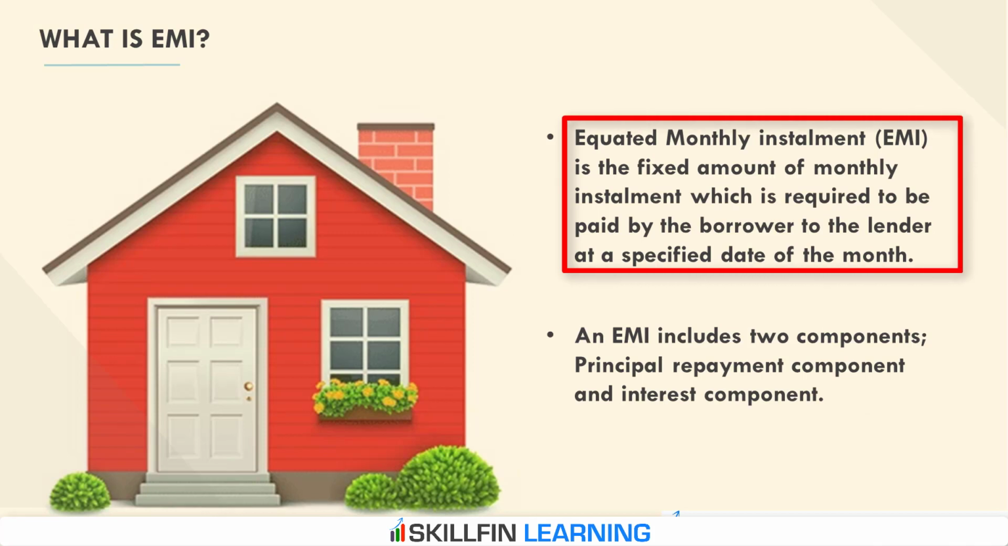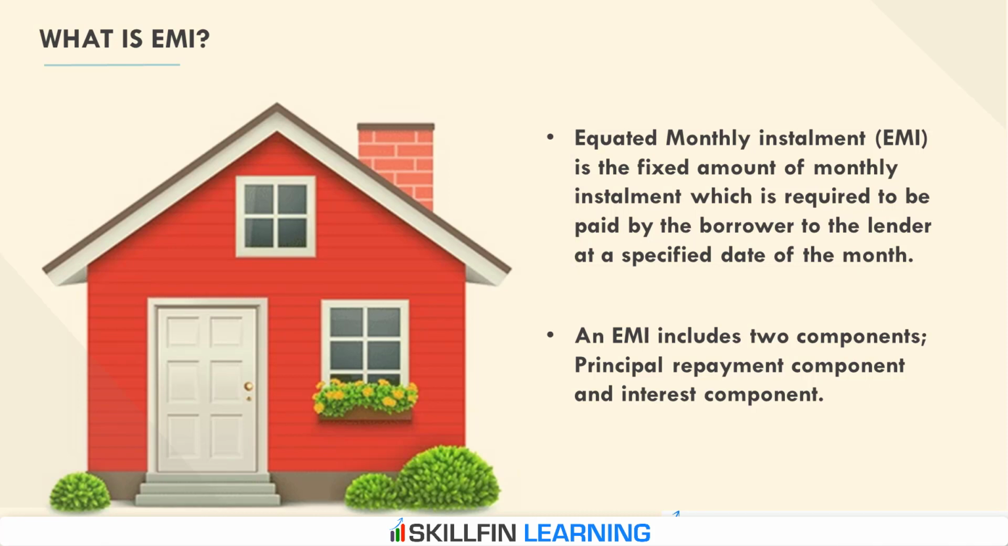An equated monthly installment, or the EMI as we all know it, is a fixed amount of monthly installment which is required to be paid by the borrower to the lender at a specified date of the month. An EMI includes two components, a principal repayment component and an interest component. This is calculated such that the loan is fully paid off after the completion of the tenure.